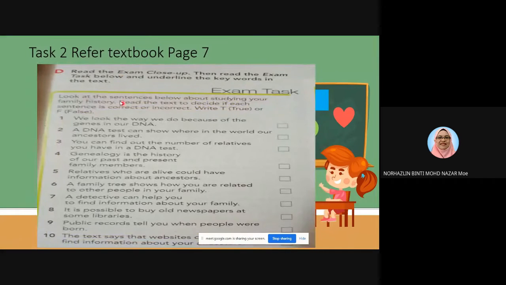Task two. Once you've done task one, you do task two. Refer to the textbook, it's written task B. You're going to answer question one until question 10. Glance there, later you check.